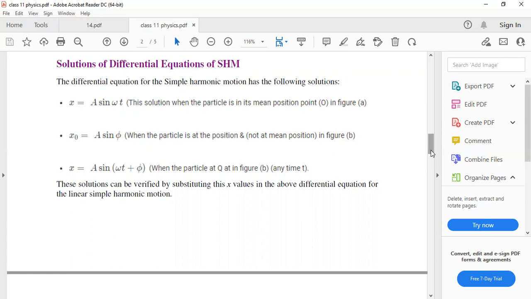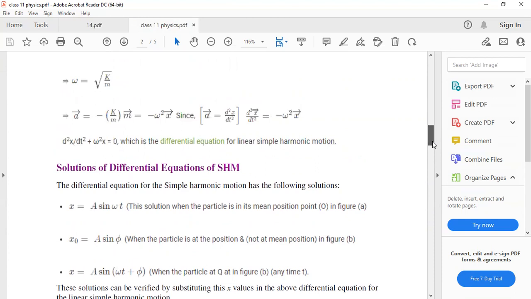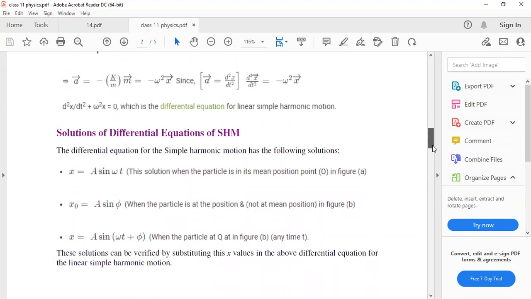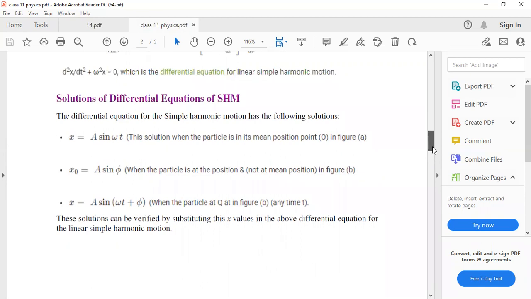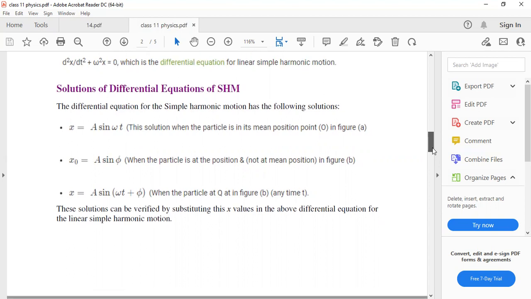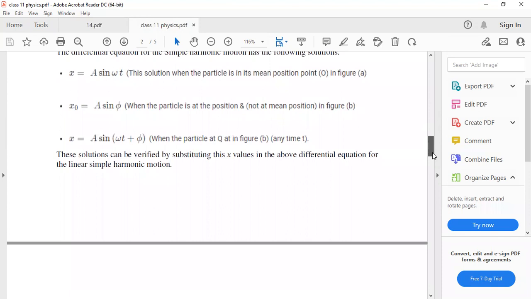What is our linear simple harmonic motion equation? That is d2x upon dt square plus omega square x equal to 0. By putting the value of x, A sin omega t, or A sin phi, or A sin omega t plus phi in this equation, we can verify the solutions for the linear simple harmonic motion.